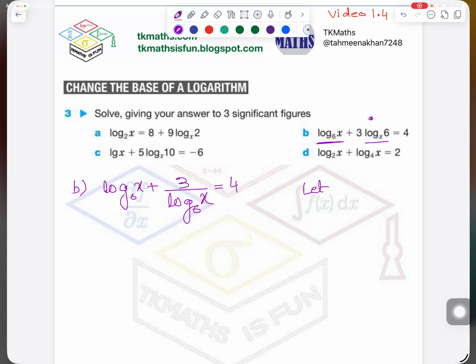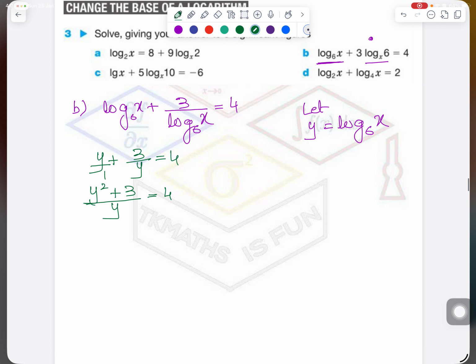And then after that you can do, let y equal log x base 6, right? So now I will apply here y plus 3 upon y equals 4. So now this will become, after taking the LCM, y square plus 3, right? I have multiplied both sides by y. The denominator here is 1 right now. I hope you know this basic calculation of mathematics.